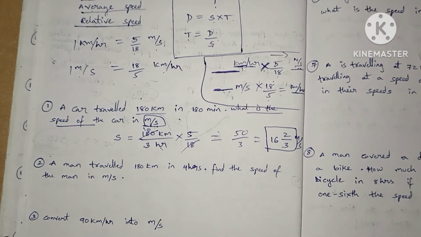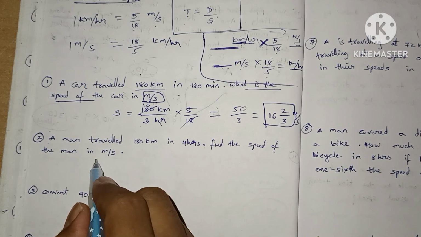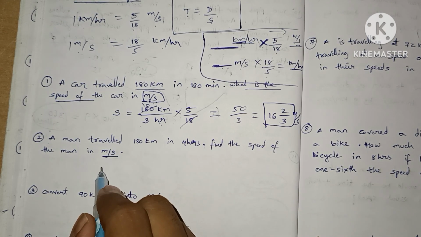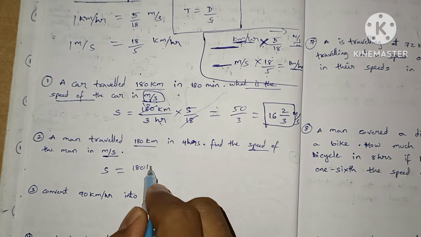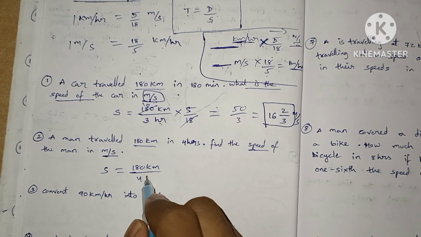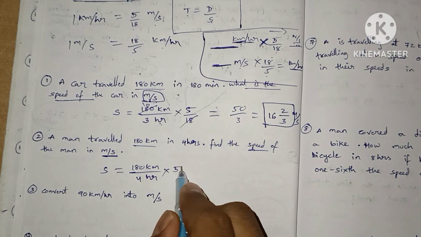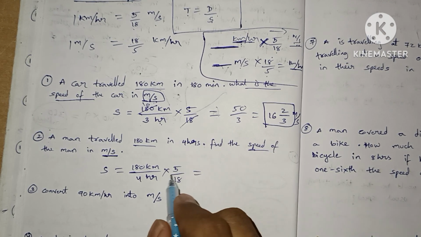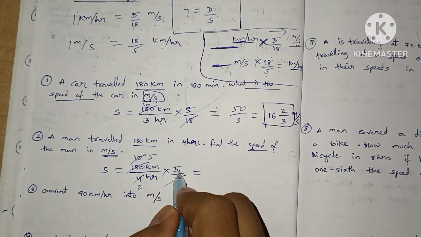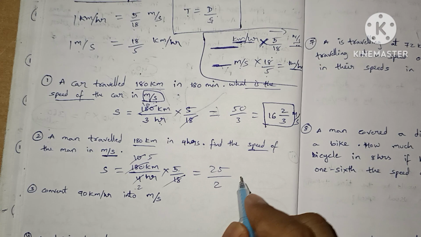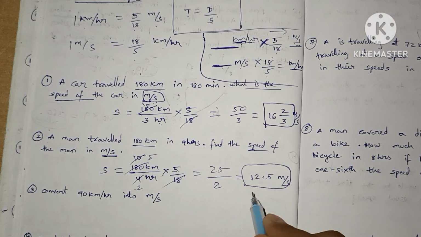Okay, next let's see the second question. A man traveled 180 kilometers in 4 hours. Find the speed of the man in meters per second. Here we need to find the speed. Speed equals distance, 180 kilometers per 4 hours, but we need it in meters per second. So for meters per second we multiply this with 5 by 18, which is 18 10 times, 2 5 times 5 is 25. 25 divided by 2 means 12.5 meters per second. So this is the answer.